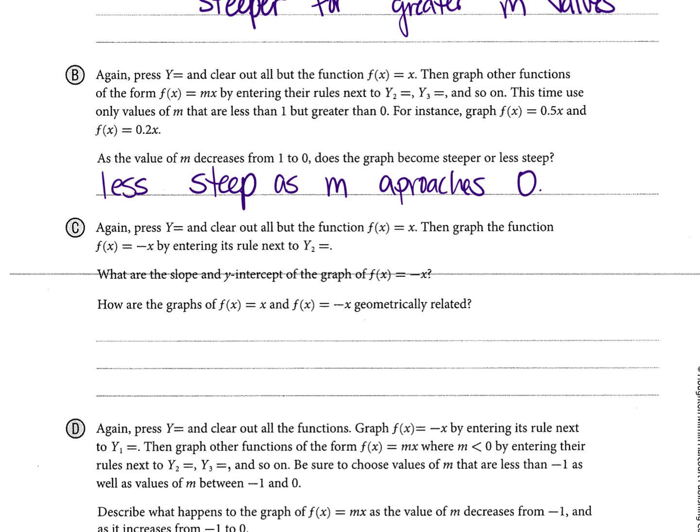Then it says, clear out those two things again. And this time we have negative x. The negative button is right there next to the equals or enter button on the bottom. And the regular x. It says, what are the slope and y-intercept of the graph? The slope is -1, and the y-intercept is 0.